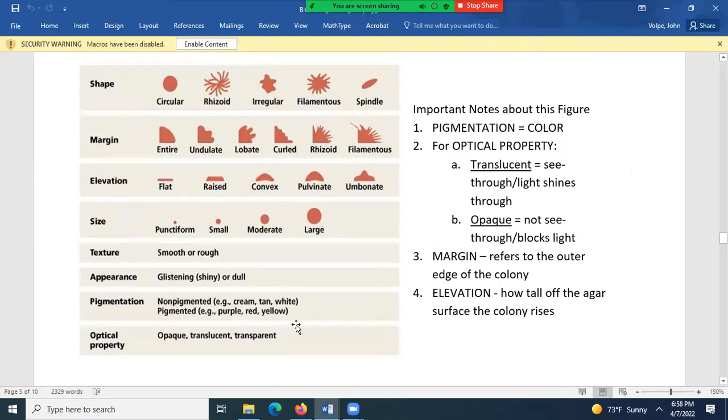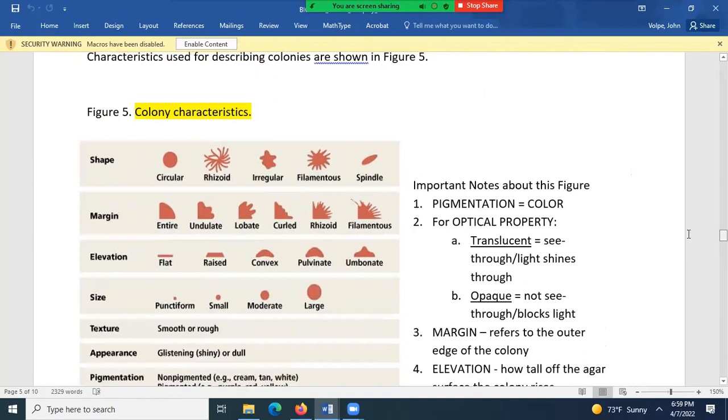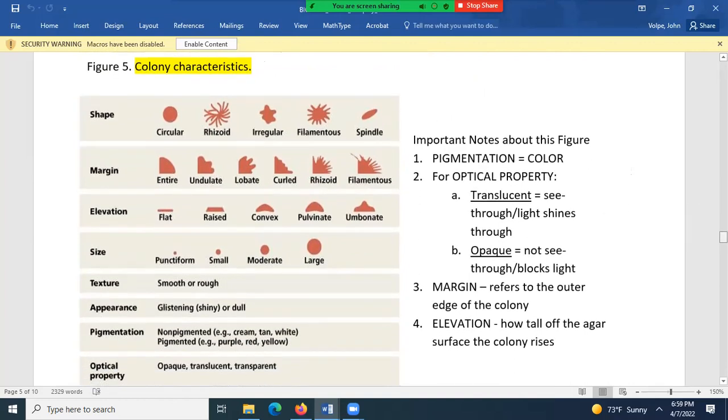So you can use this table to give the colony characteristics. I will generally make this table available to you if I'm asking anything complex. But if I give you the colony, I should expect you to be able to say whether it's smooth or rough, shiny or dull, pigmented or non-pigmented, opaque or translucent or transparent. All right, any questions there?